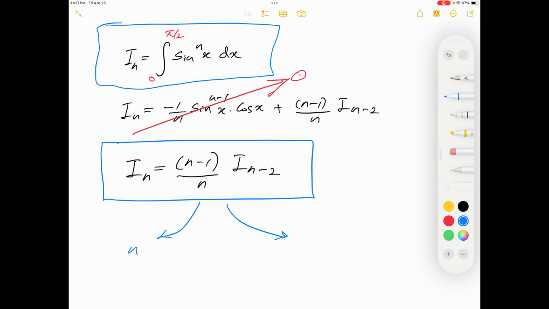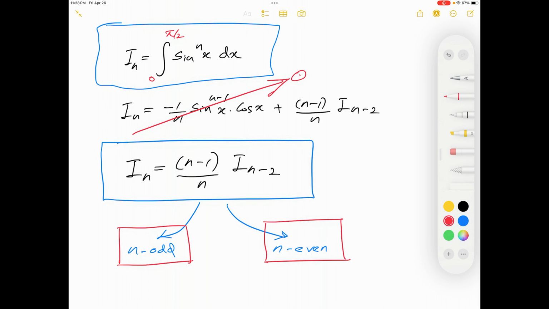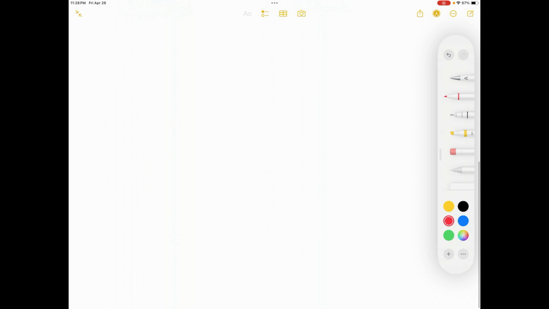However, we have to discuss this formula under two cases. First case is when n is odd. The second case is when n is even. During our last video, we discussed a complete example for the case where n is odd. In that case, we solved integration between 0 to pi over 2 sine 15th power x dx. The purpose of the video today is to discuss a complete example for the case where n is even. Today I'm planning to discuss the integration from 0 to pi over 2 sine 14th power x dx.